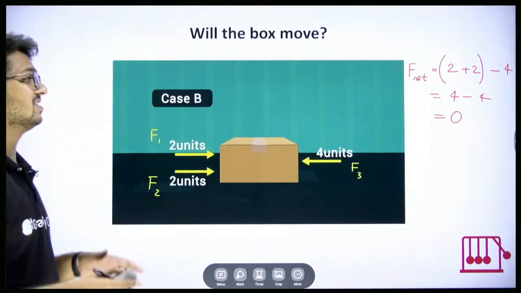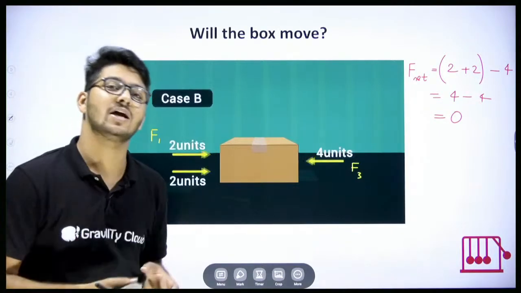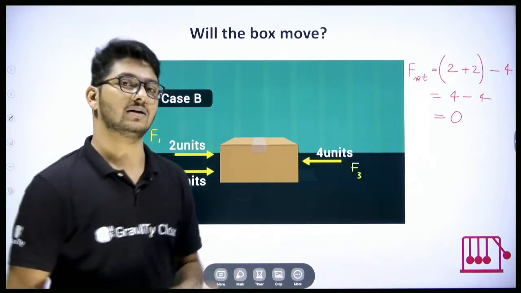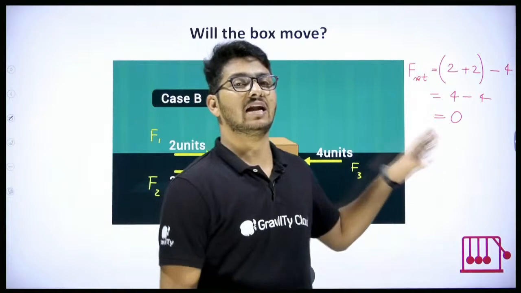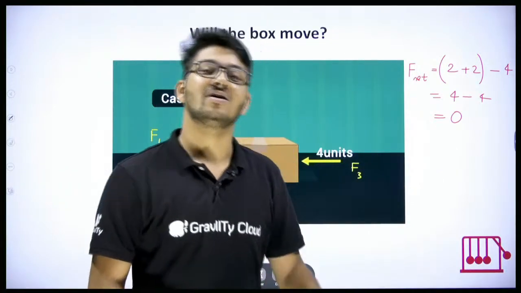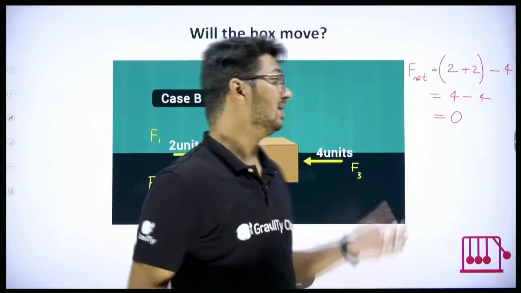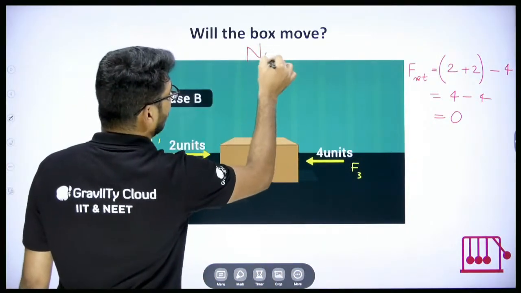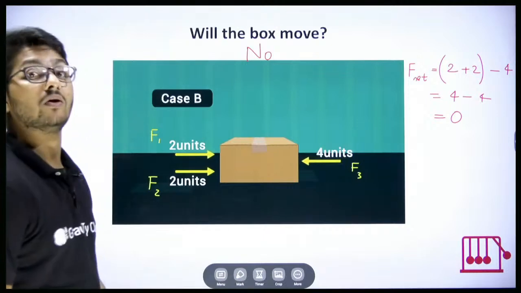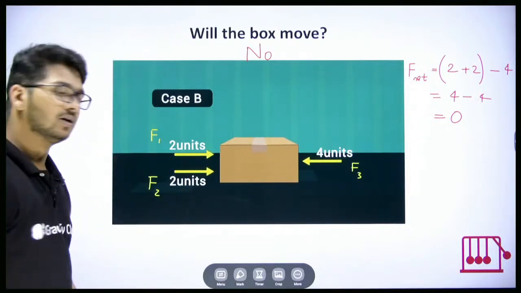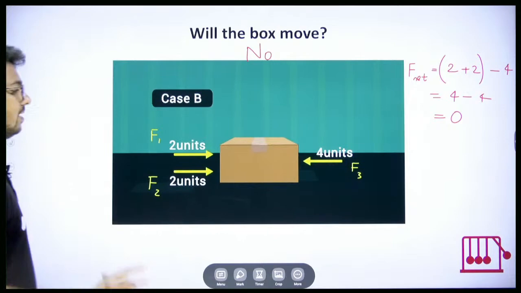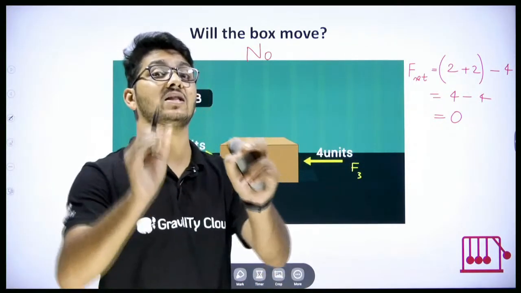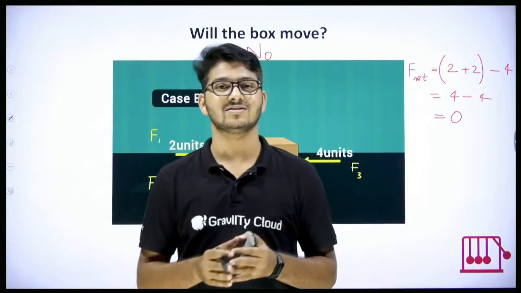So if net force is equal to 0, it is similar to the case where no force is acting. I told you, right? The final effect will depend on net force. Net force is 0, that means it is similar to no force acting. So will the box move? The box will not move. Understood? Simple, right? So remember, in the same direction you add them, in opposite direction you subtract them, and we get the net force.